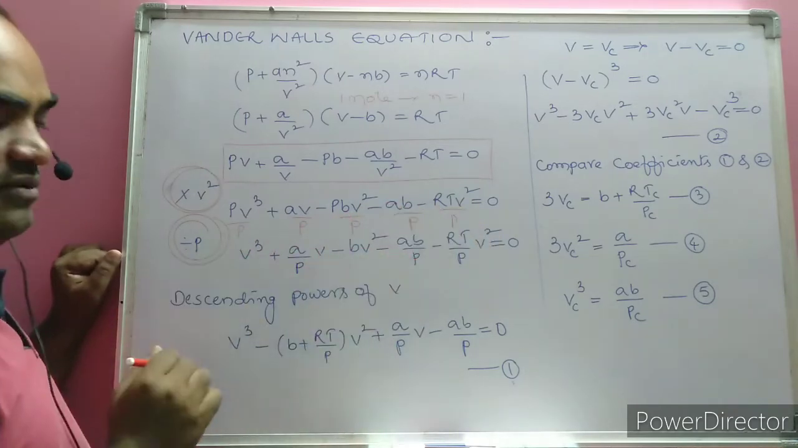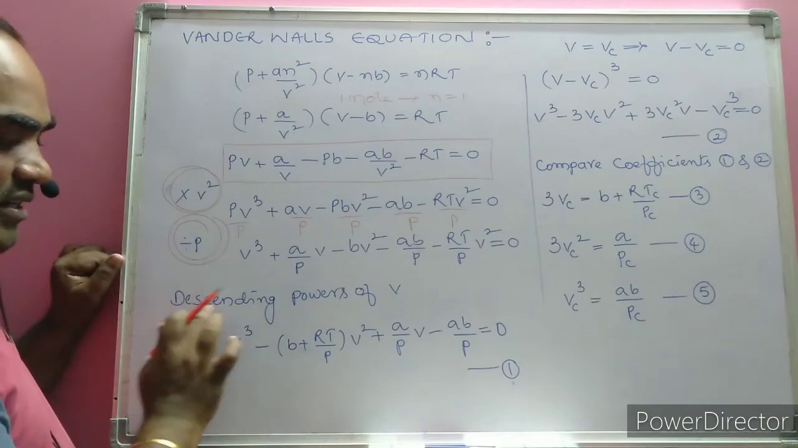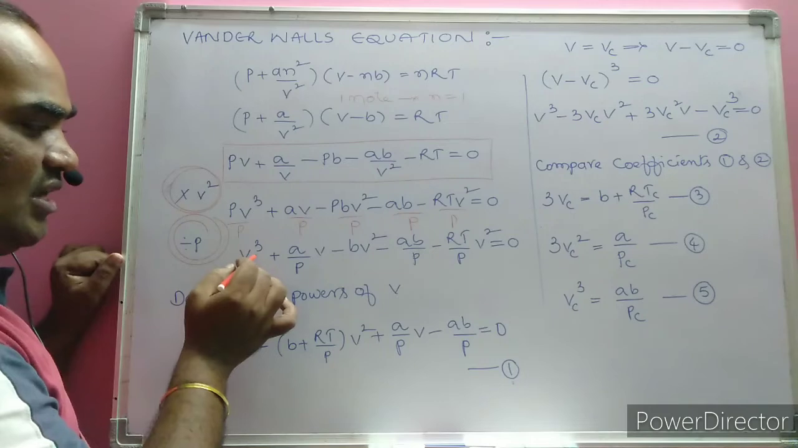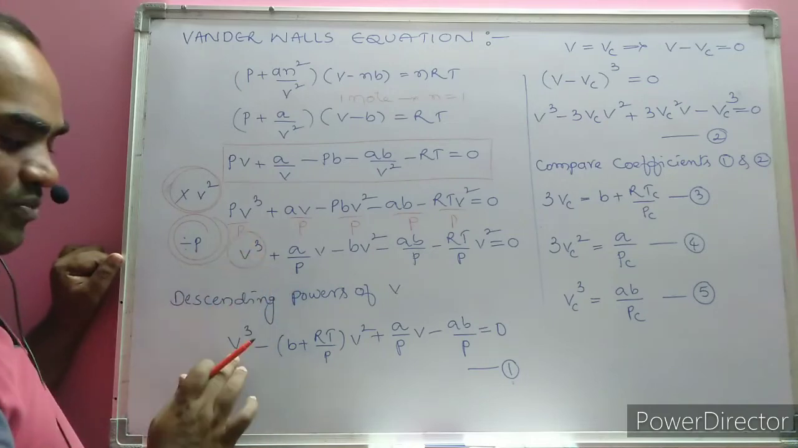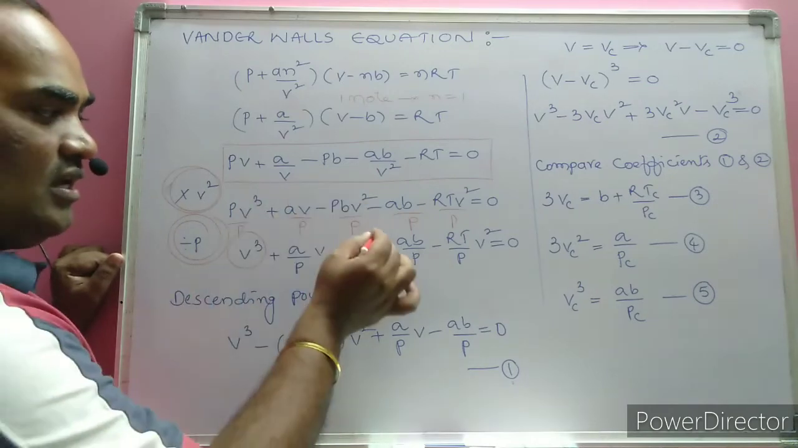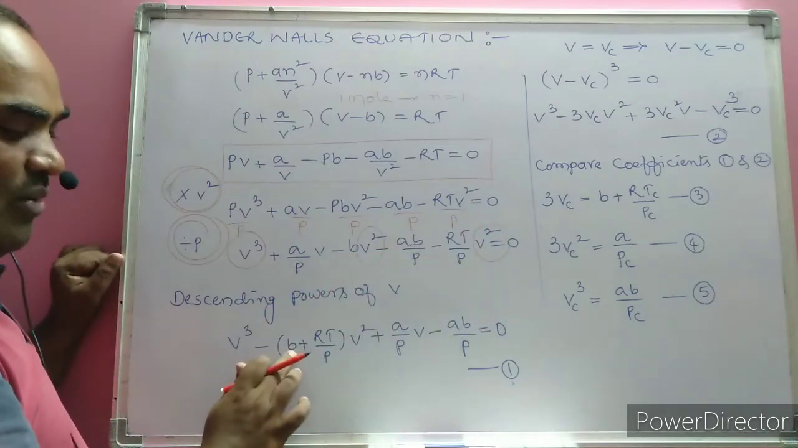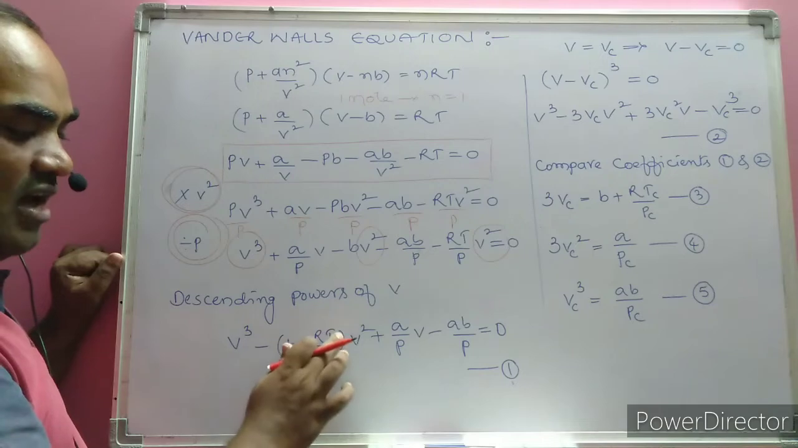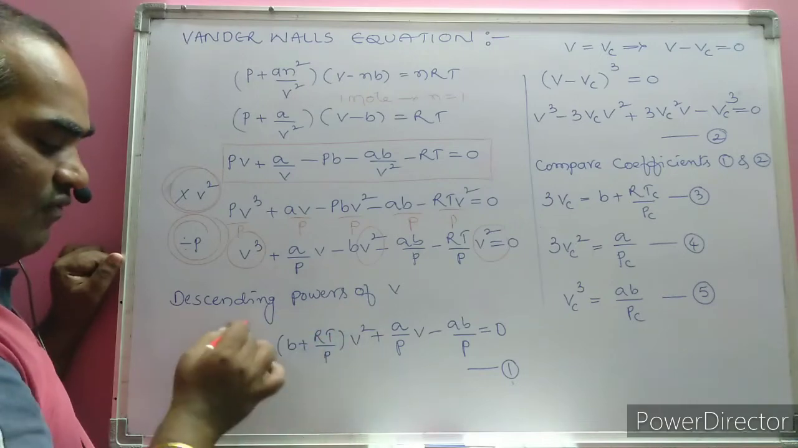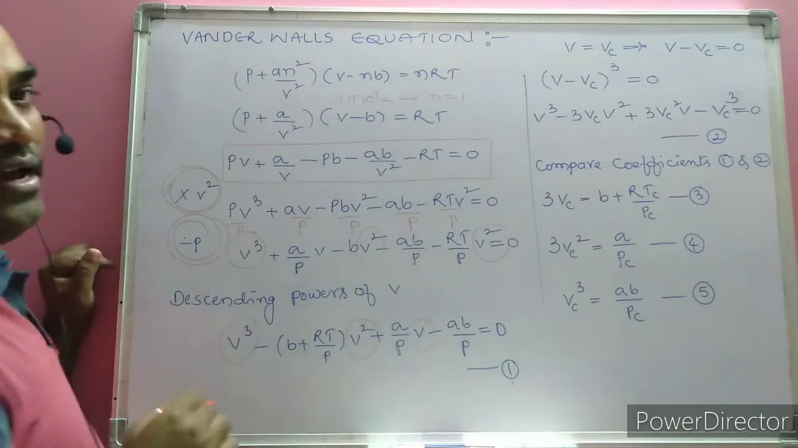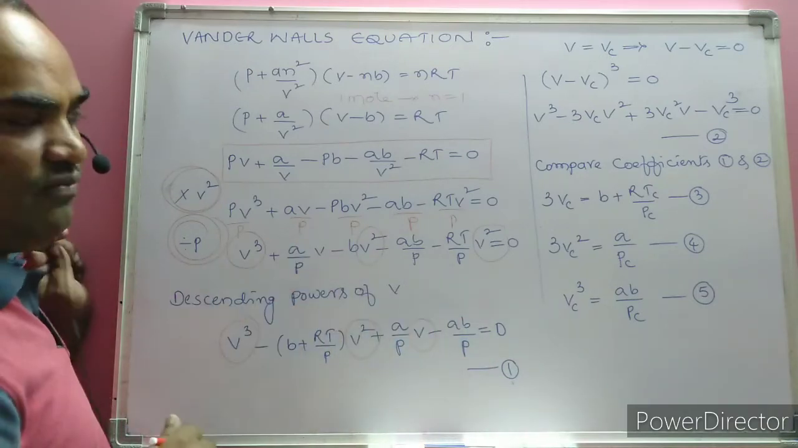Then this is the expression where we arrange it into descending powers of V. Descending power of V: V cubed is over. Here V squared is there, here also V squared is there, with the negative sign, that is minus of (b plus RT by P) into V squared. The V cubed coefficient, V squared coefficient and V, followed by the constant. Let this be equation number 1.